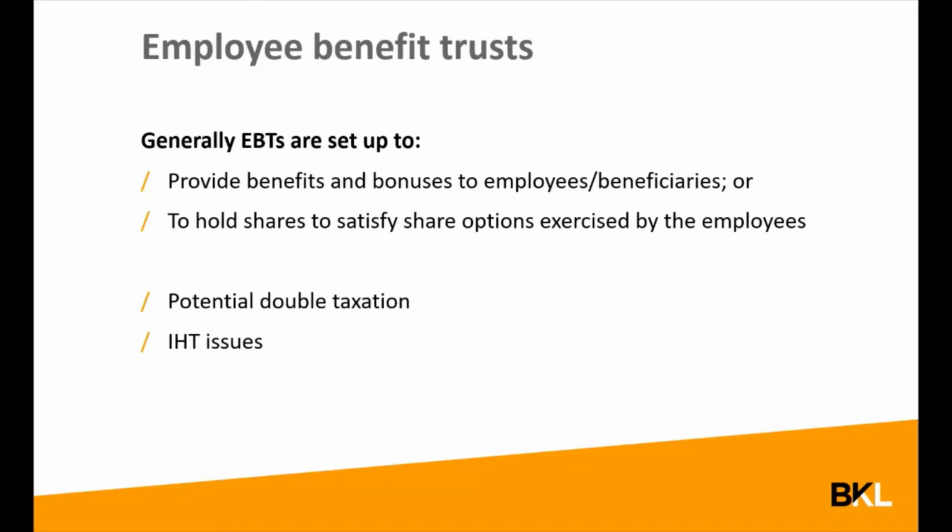So it might be a FURBS, an EFRBS, ESOP, SIP, ESOTs. That's just to name a few. There are loads. And it's really key to identify what you're dealing with, as the tax treatment for each one is very different. The most common types of EBT we see have been set up to provide benefits and bonuses to employees or beneficiaries, and to hold shares to satisfy share options that have been exercised by the employees.